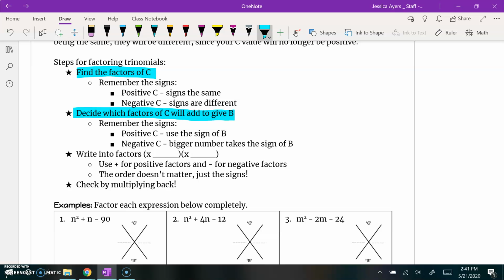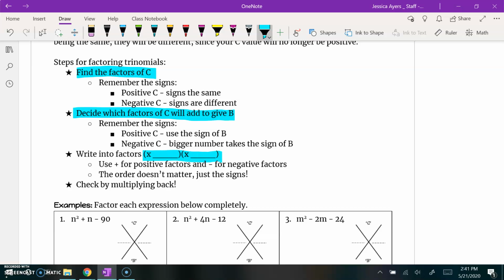Remember that if we have a positive c, whatever sign b has, we'll use that. If we have a negative c, whatever sign b is goes with the bigger factor. Our signs will be different. And even though it says add, the actual value will decrease and you'll technically subtract. But we're always going to think about it as adding.